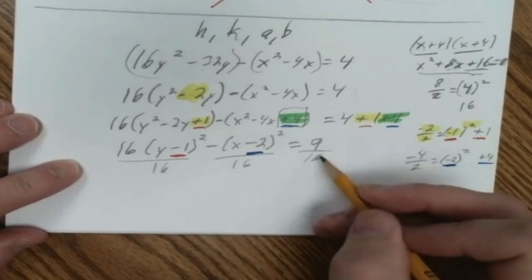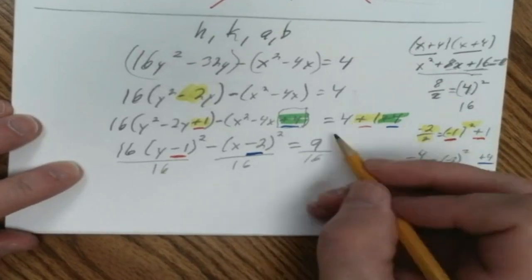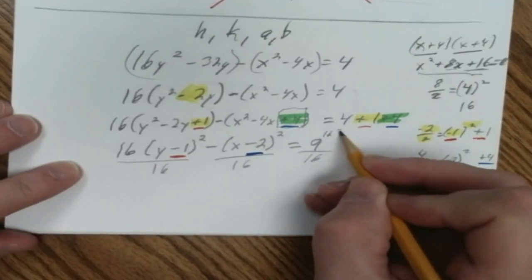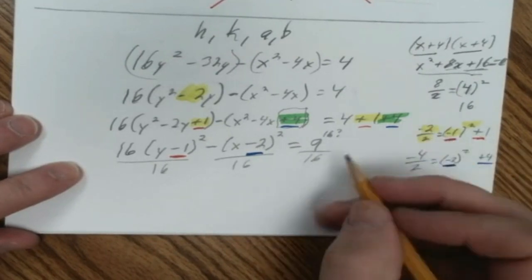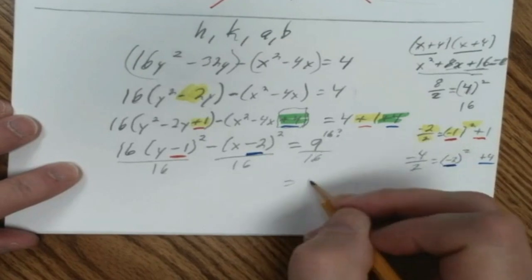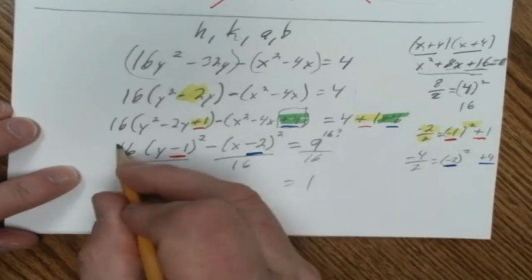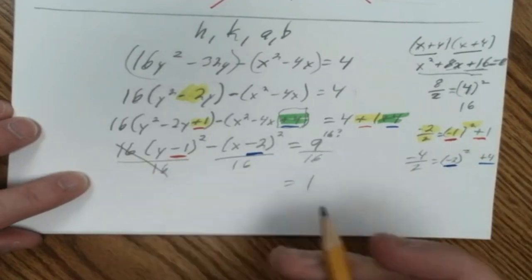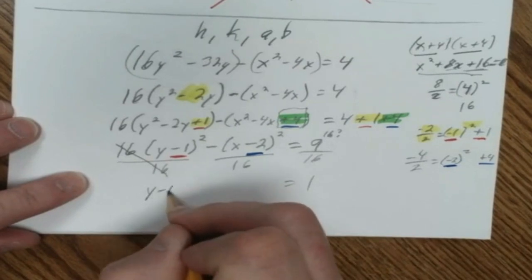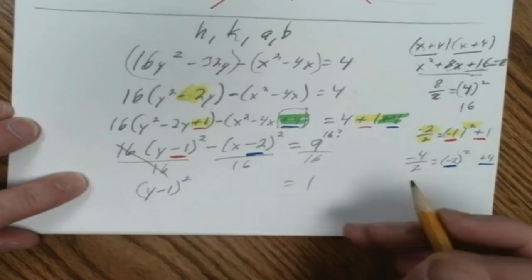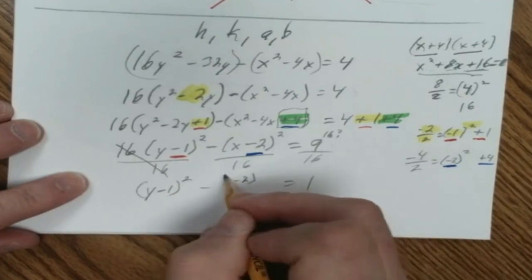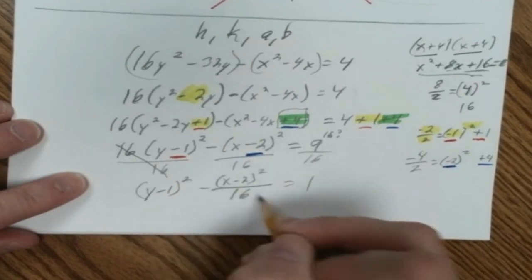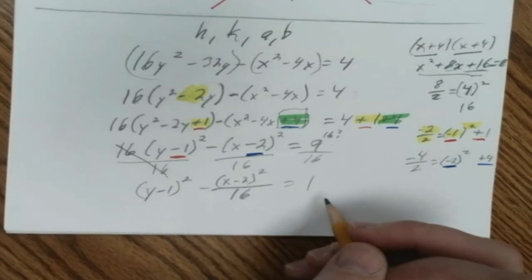That's where they had a 16 on top, and I'm not sure how they got that. We'll look at theirs in just a minute. So theirs would equal 1 because they had 16 divided by 16. This would cancel out because if you multiply it by 16 divided by 16, you get y minus 1 squared minus x minus 2 squared over 16 equals 1.